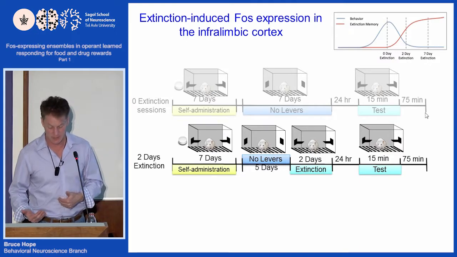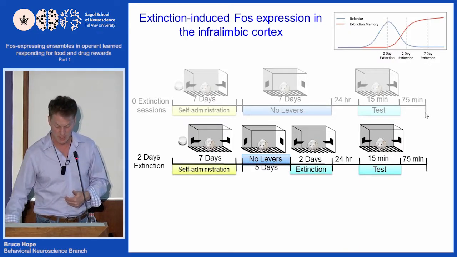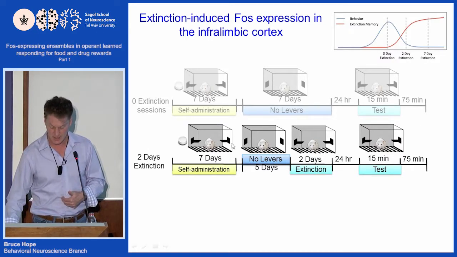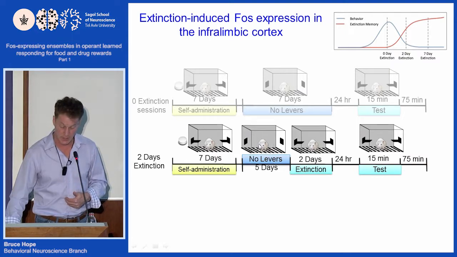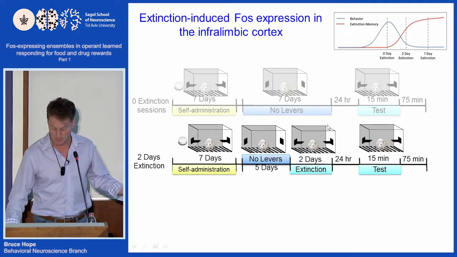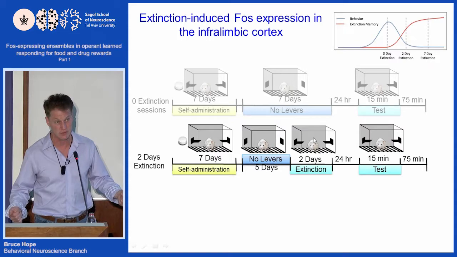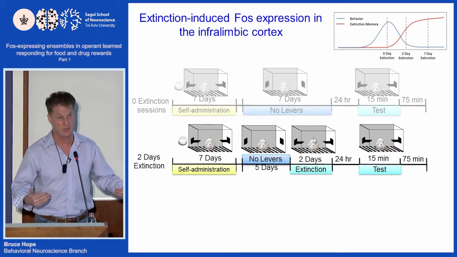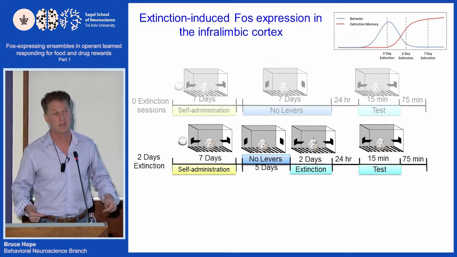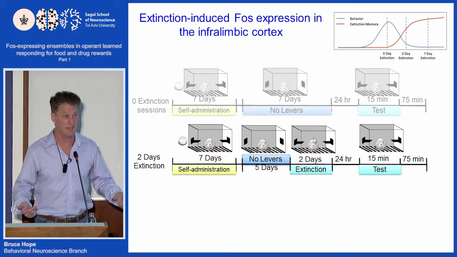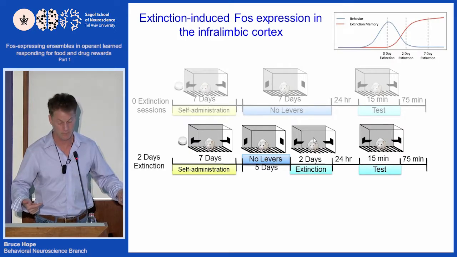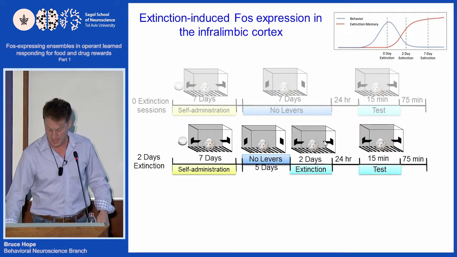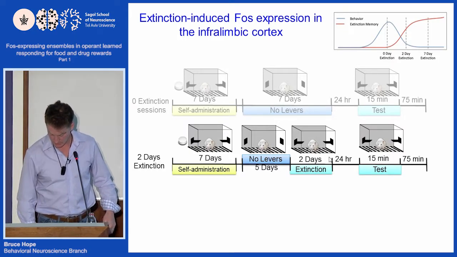In this separate set of animals, this is the 2-day extinction group. Same training, 1 hour each day for 7 days. They're kept in the no-levers box for 5 days, but for 2 days, 2 1-hour sessions, they're presented with the levers and allowed to press, but they don't get anything. There's the production of an extinction memory under these conditions. And then we test later for Fos expression.